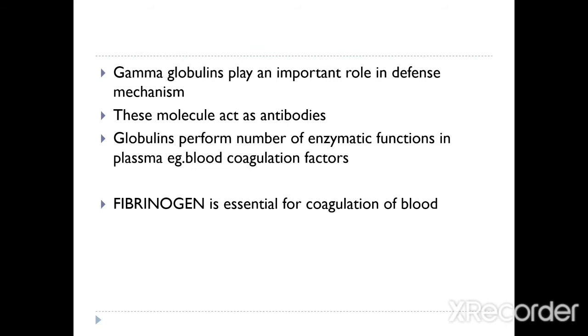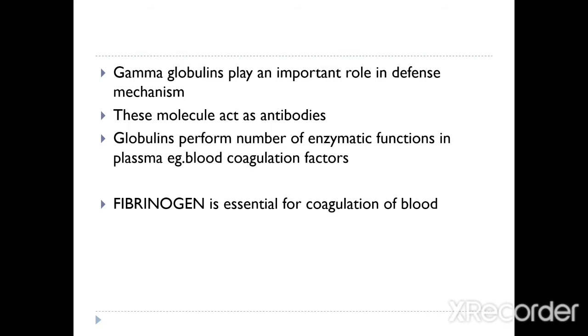Then gamma globulins, they play an important role in the defense mechanism of the body. So these molecules will act as antibodies and they are known as the immunoglobulins. So the antibodies will react with antigens of disease causing microorganisms. In addition to gamma globulin, beta 2 microglobulin is also involved in the defense mechanism. Then globulins are also involved in a number of enzymatic functions in the plasma, for example as blood coagulation factors.